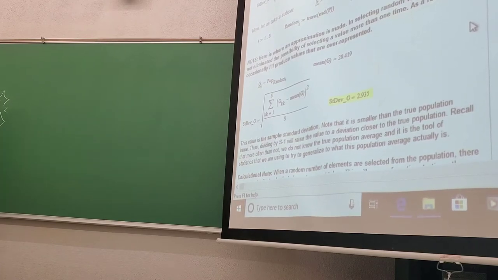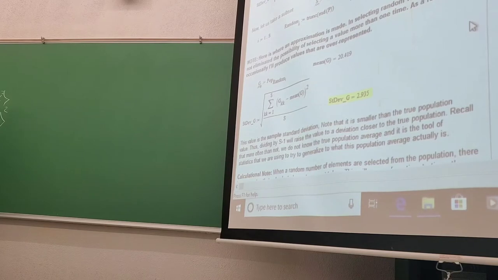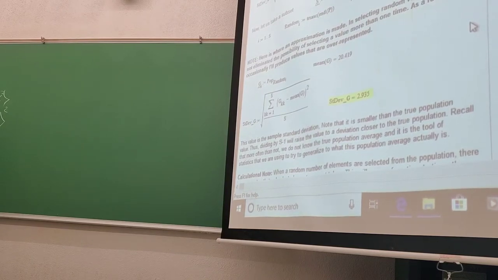If I have my sample and I do a standard deviation of that, relative to the rest of the world, the number's going to be smaller. So that's what we do. We divide by n minus 1. See, n minus 1 makes that number larger and closer to the population. So it's just a little note on standard deviations you might not have heard before.